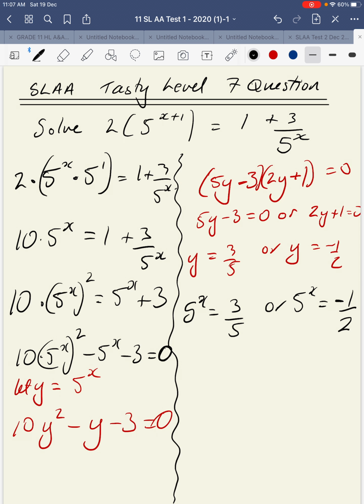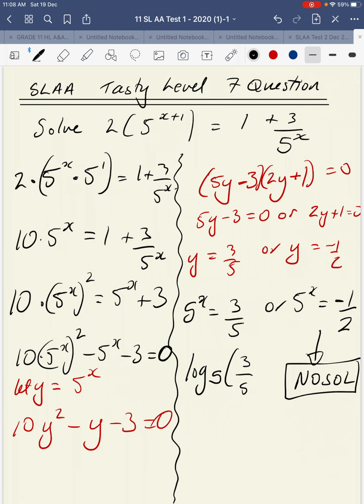And let's just see how we finish this off. Remember, 5 to the something equals 3/5. We can really translate into a logarithm. We know there is no solution for this, because 5 raised to any exponent is going to be a positive number. But over here, this will be log to the base 5 of 3/5. So we could leave it like that.